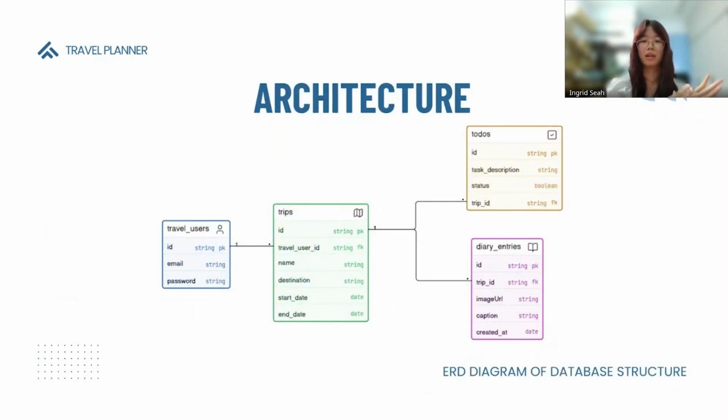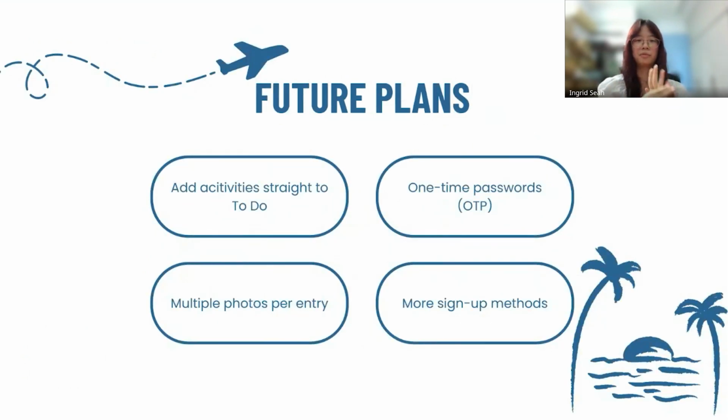Yeah, and then this is the ERD diagram of my database. So travel users can have more than one trip, and trips can have more than one diary entry or more than one to-do. And these are the future plans for my project. Just now on the homepage, when I searched up San Francisco, it popped up a lot of activities. So I wanted to find a way to add the activity straight to the to-do, but I didn't do that. So that would be for my future plan.